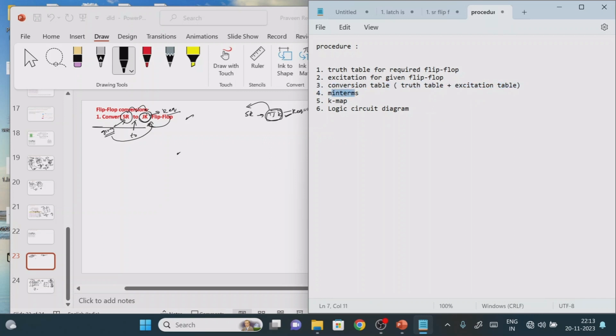After that we need to find the minterm representation, then the K-map. Using the K-map we find the logic expression, then finally we find the logic circuit diagram, which is the conversion of SR flip flop to JK flip flop. So try to remember this procedure: truth table for the required flip flop, excitation table for the given flip flop, then step 3 the conversion table, then finding the minterms. Using the K-map we find the logic expression, and we attach that logic expression to the given flip flop, so that it is converted from one flip flop to another flip flop.